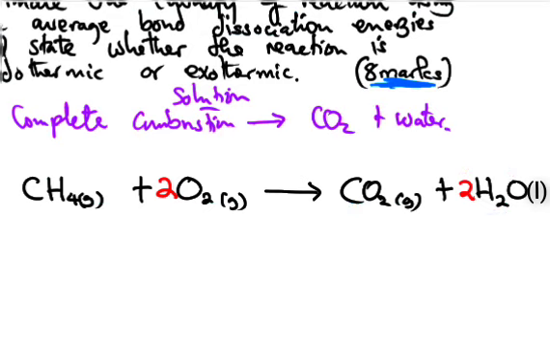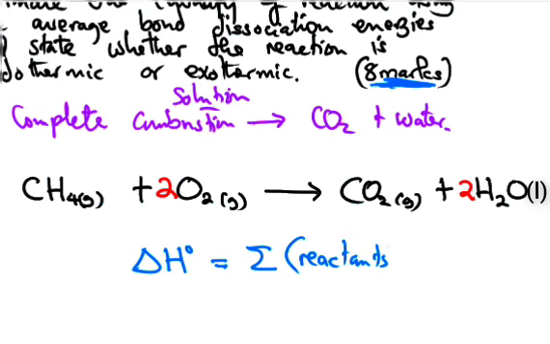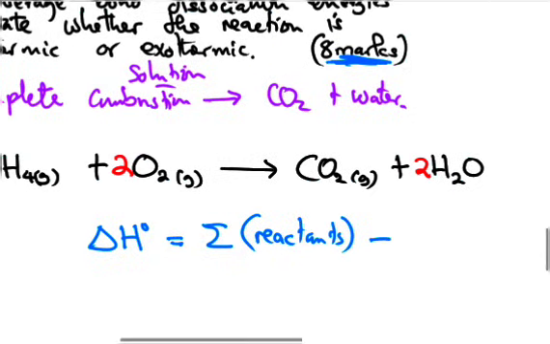Next, we start calculating the enthalpy change. The formula to find the enthalpy change is delta H equal to the sum of energy needed to break the bonds, and we are talking about the reactants here, minus the sum of energies emitted when forming the products.